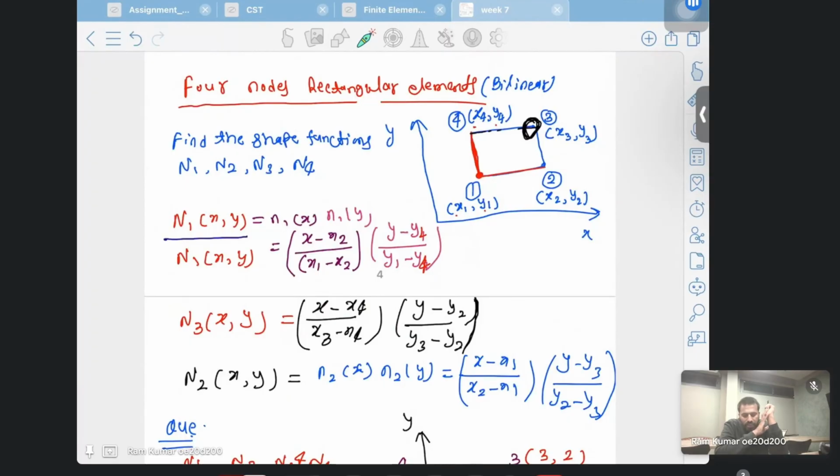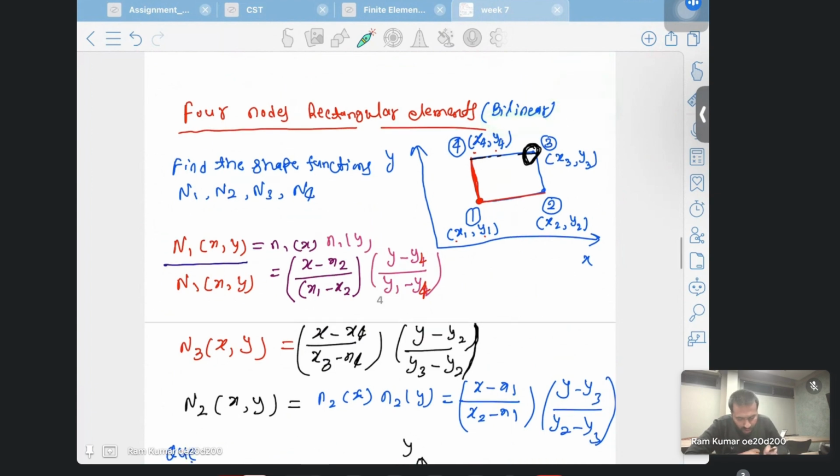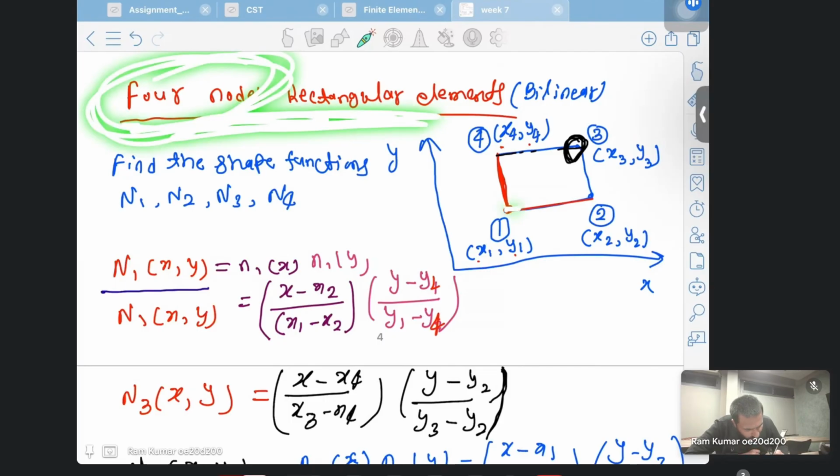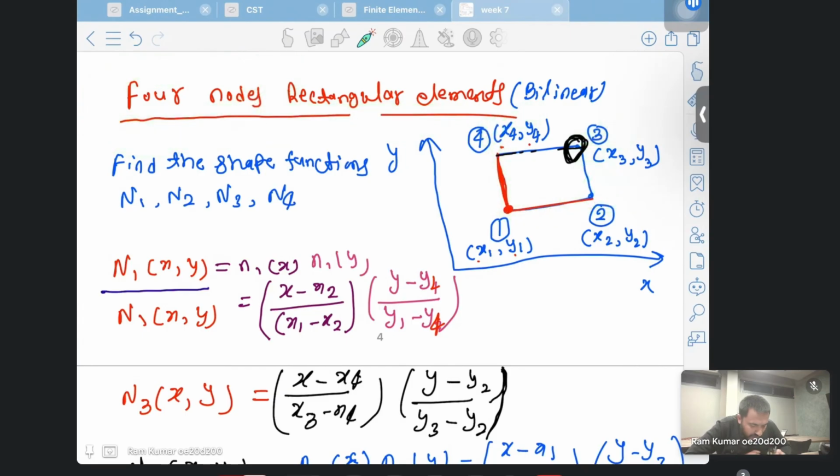Now till now we studied the triangle element only. Now we are going to learn a little bit about the rectangular element, which we are also calling bilinear, bilinear in 2 directions, x and y. So this is our 4 node rectangular element. It is having 4 nodes, and each node has 2 degrees of freedom, x, y, x, y, x, y, x, y. So this is one of our elements E, and this is node 1, node 2, node 3, node 4.